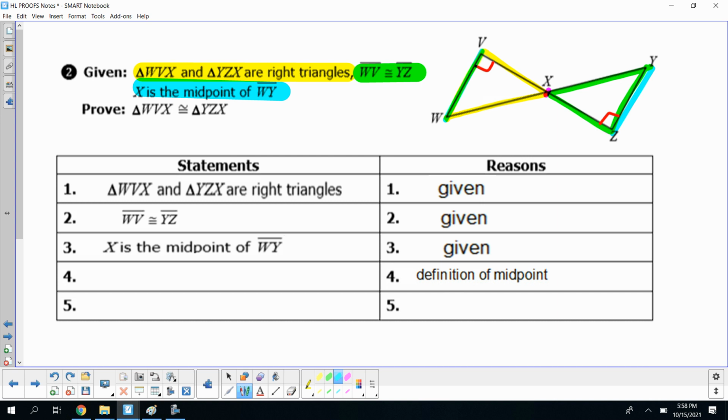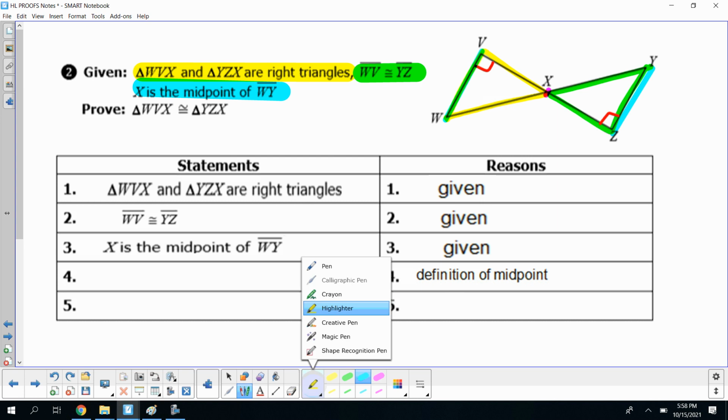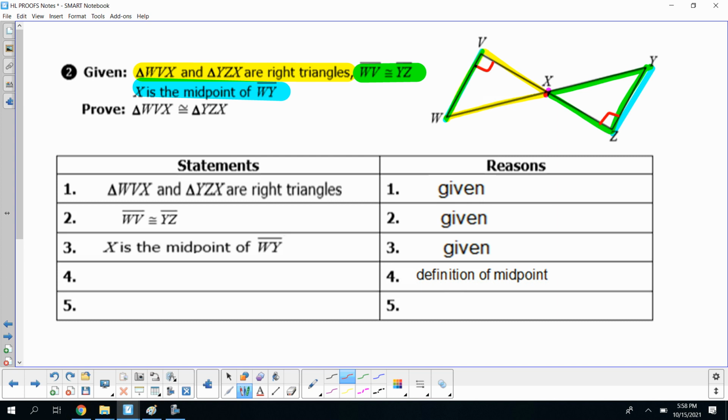Okay, so definition of midpoint. If we look at our definition of midpoint and we look and see where our midpoint is on our triangles here, if X is the midpoint between W and Y, then that means that these two lengths will be congruent. Okay? And that tells us that WX is congruent to XY by definition of midpoint.